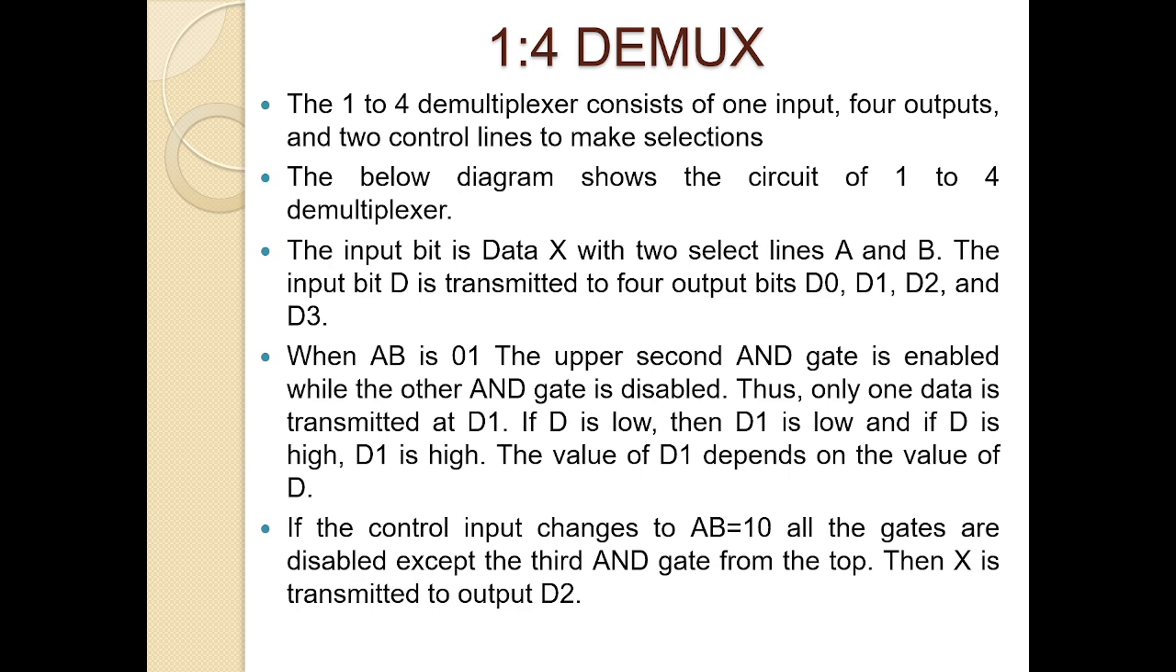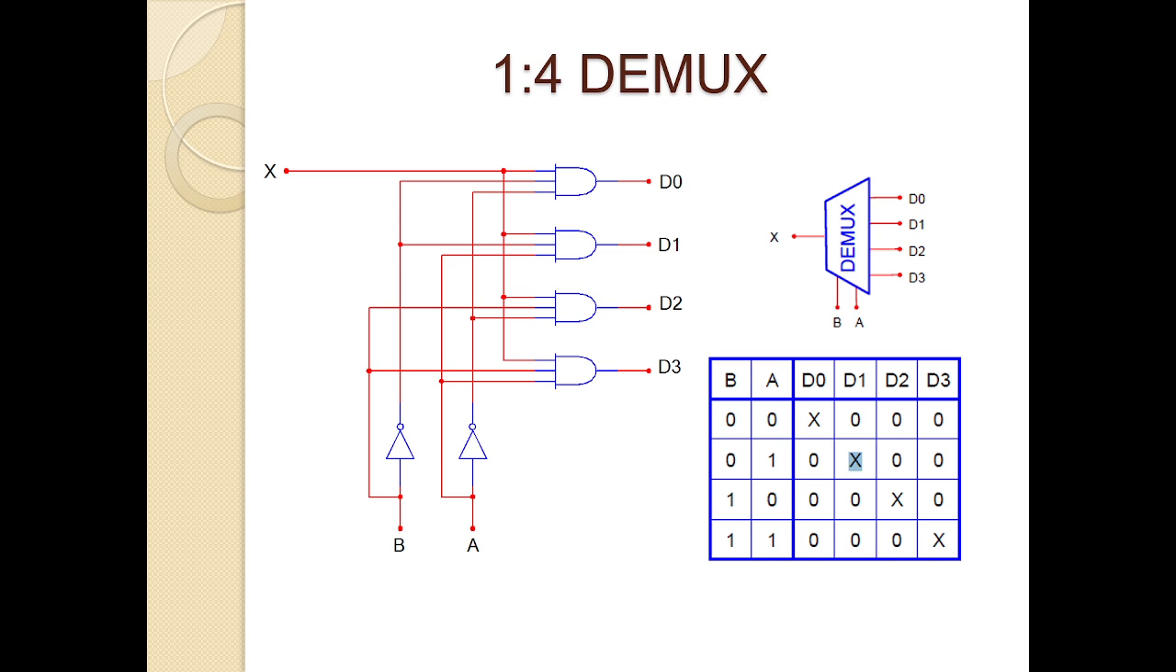When the selection line is 0, 0, the input is reflected in first output. When the selection line is 0, 1, the input is reflected in second output. When the selection line is 1, 0, the input is reflected in third output. When the selection line is 1, 1, the input is reflected in fourth output. That is the concept of 1:4 demux.